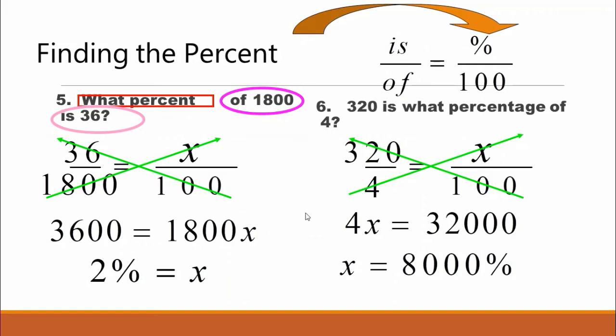So is, 320, divided by whole is equal to percent, which is unknown, divided by 100. Now by cross multiplication, 4 multiplied by x and 320 multiplied by 100 is equal to 32000. Since 4 is connected with the unknown variable, dividing both sides by 4, we obtain x is equal to 8000%.